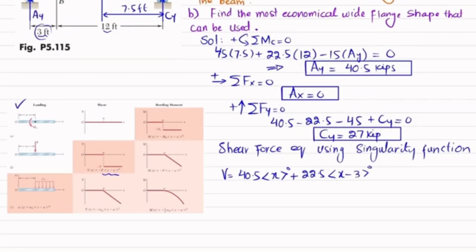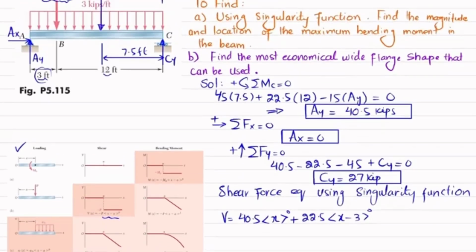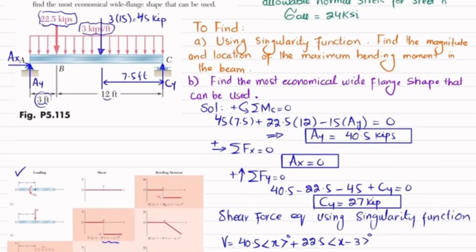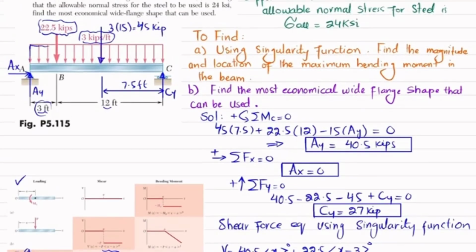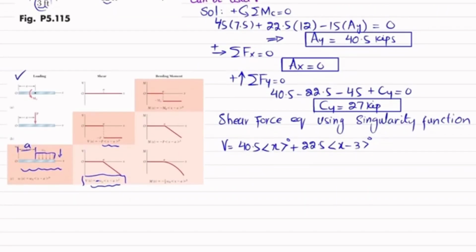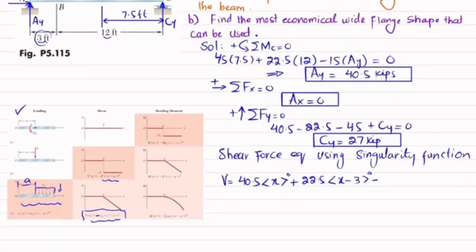The other thing is that you have a uniformly distributed load of 3 kips per feet. This is the diagram, and this is the shear force equation. This distributed load starts at a distance of A, and the load is downward, so this is minus W. Here you can see this distributed load starts from the start till the end, so A is equal to 0 for this. So I will write minus W, which is 3 kips per feet, so 3 into X minus 0 power 1.